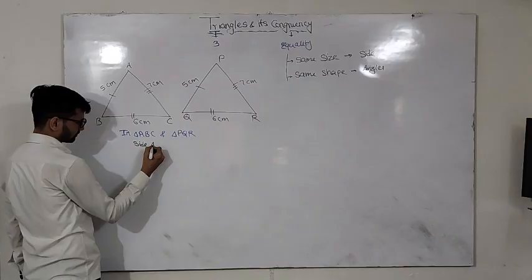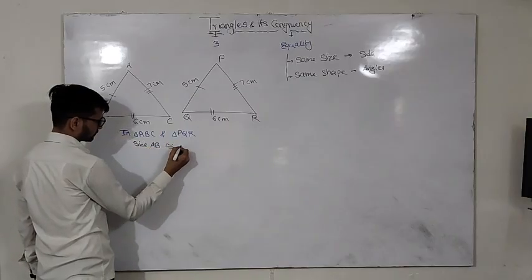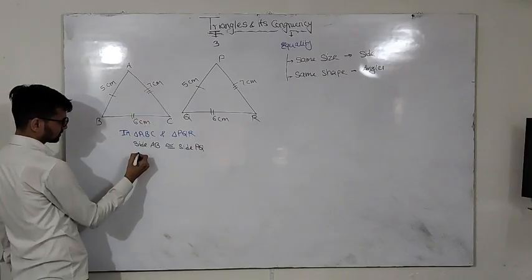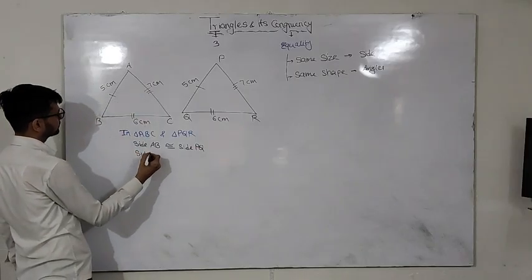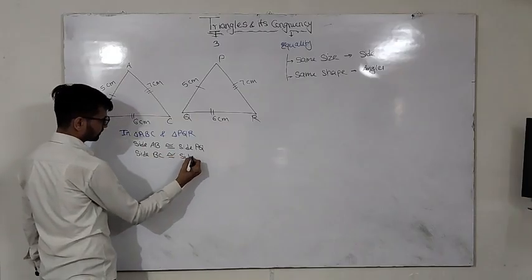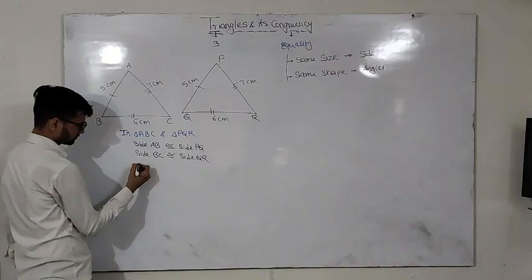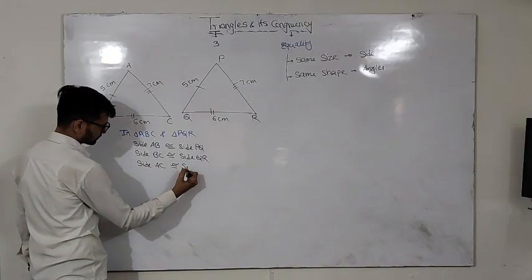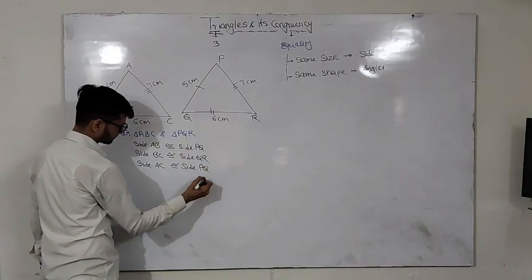Side AB congruent to side PQ, side BC congruent to side QR, side AC congruent to side PR.